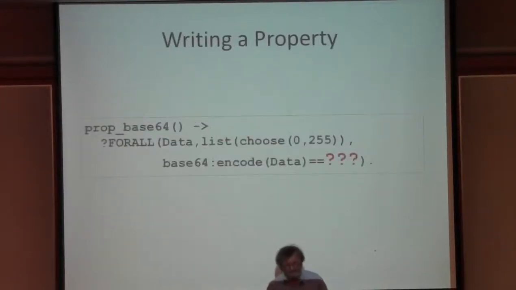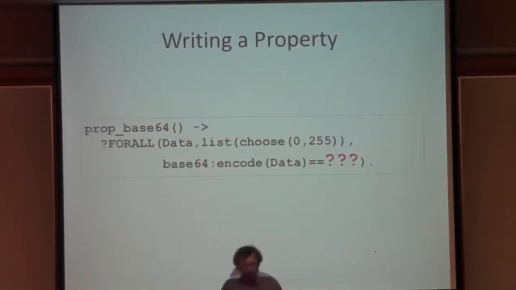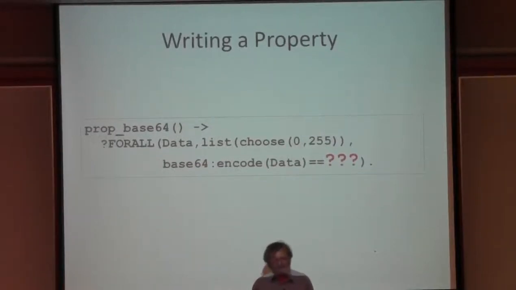So let's write a property. We're going to be able to do a lot better. Let us, first of all, quantify. We'll say for all data that is a list of bytes, then we'll call base64 encoding on data. That's much better than those 4 sample strings in the fixed set of tests. So let me take an arbitrary list of bytes and call the encoder on it. I'll get, oh, what do I put instead of those question marks?